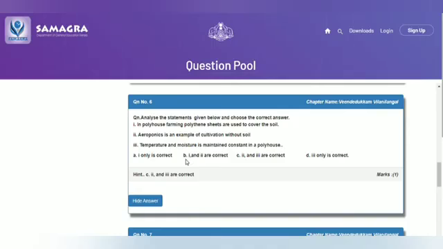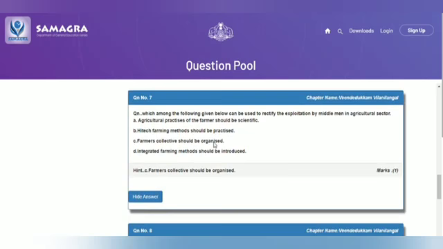Analyze the statements given below and choose the correct answer. Three statements are given. In polyhouse farming, polythene sheets are used to cover the soil. Aeroponics is an example of cultivation without soil. Temperature and moisture is maintained constant in a polyhouse. So the correct one is: aeroponics is an example of cultivation without soil. It is using air.